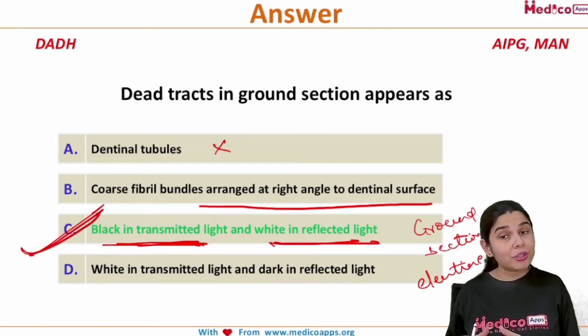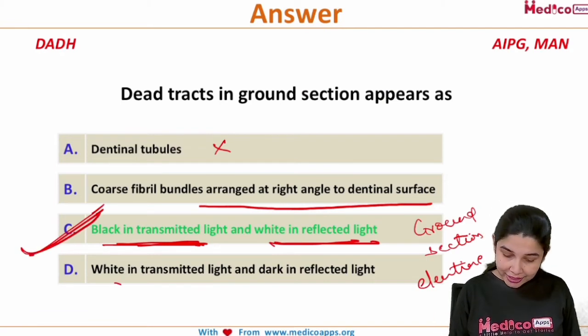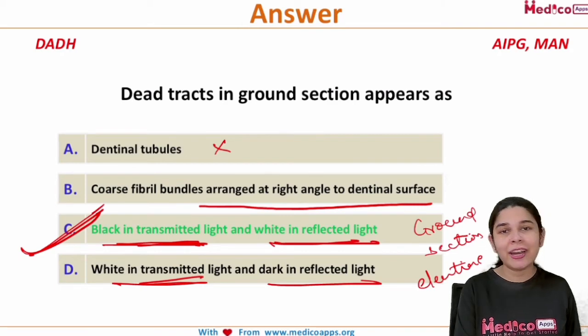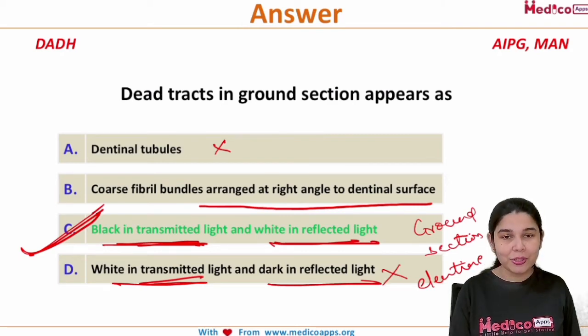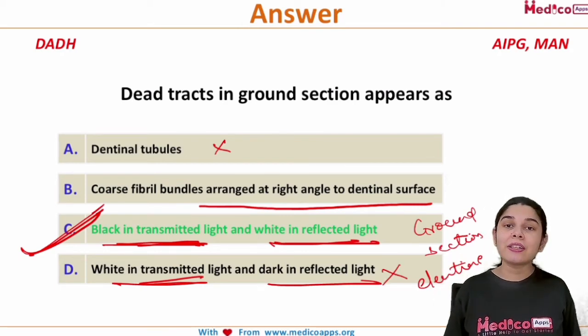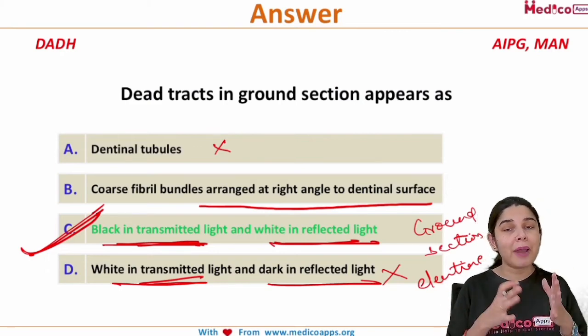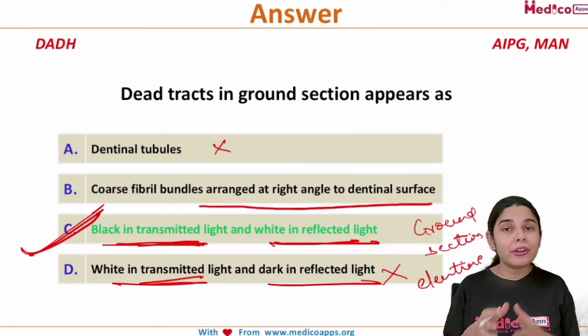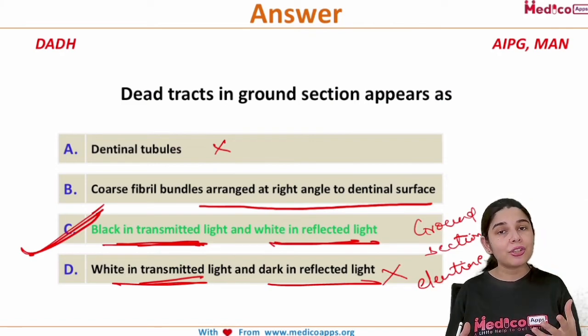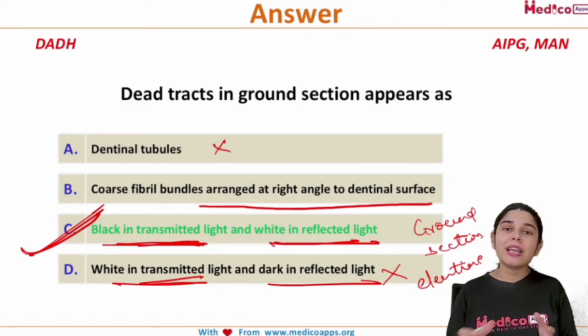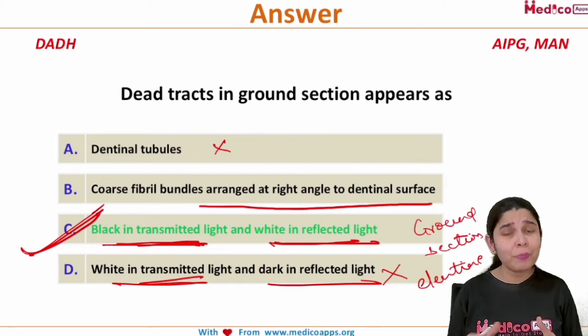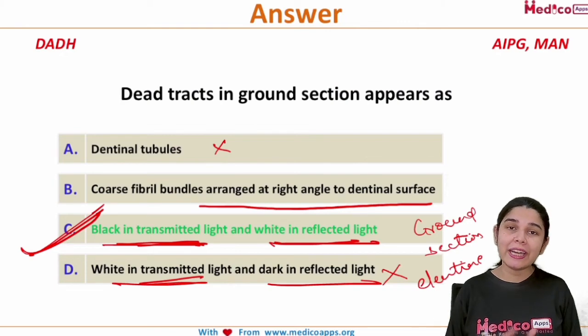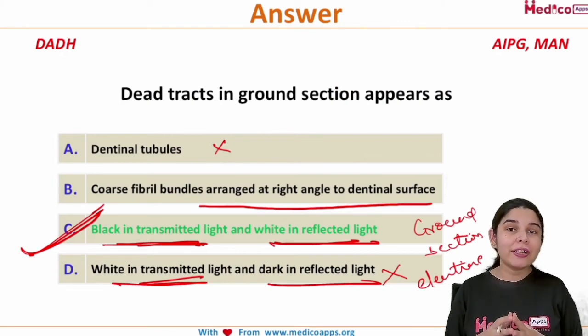And lastly, option D, you should know, is white in transmitted light and dark in reflected light. No, this is not the option either. So option C is the answer for our question, that dead tracts in ground section appear as black in transmitted light and white in reflected light when we take a ground section of the dentine. I hope you have understood this small topic of dead tracts, along with resolving this MCQ.